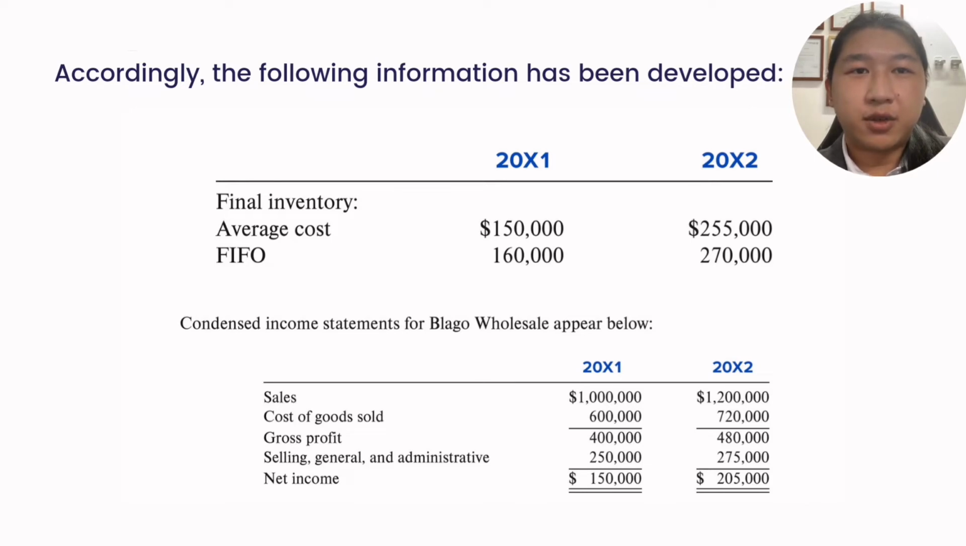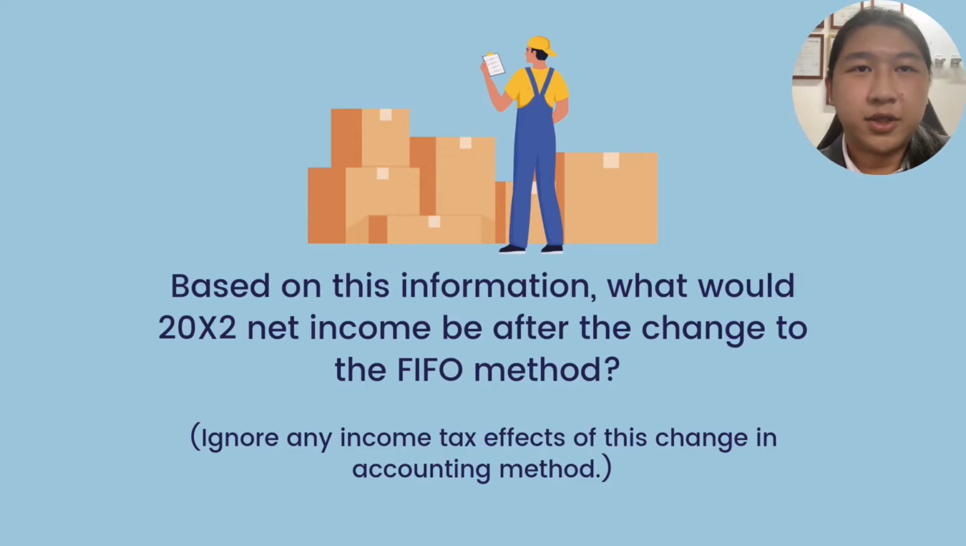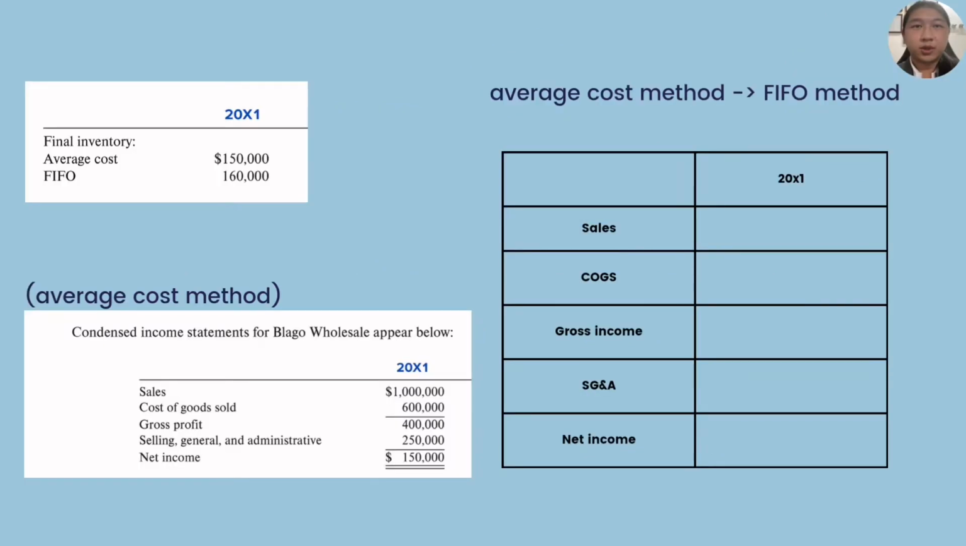The following information is given for Blago Wholesale. We have the final inventory amounts in 20X1 and 20X2 using average cost and FIFO, as well as condensed income statements for both years. Based on the previous information presented, we are required to show what changes will take effect for Blago Wholesale's financial statements given the change in inventory accounting style. So we are given the condensed income statement using the average cost method, and we want to know the corresponding effects if we change to the FIFO method.